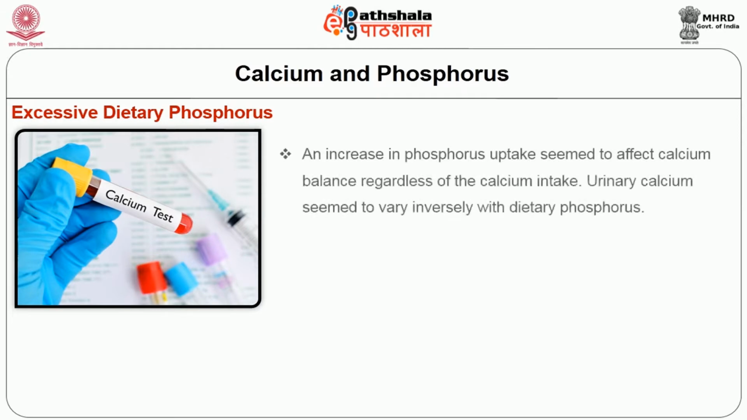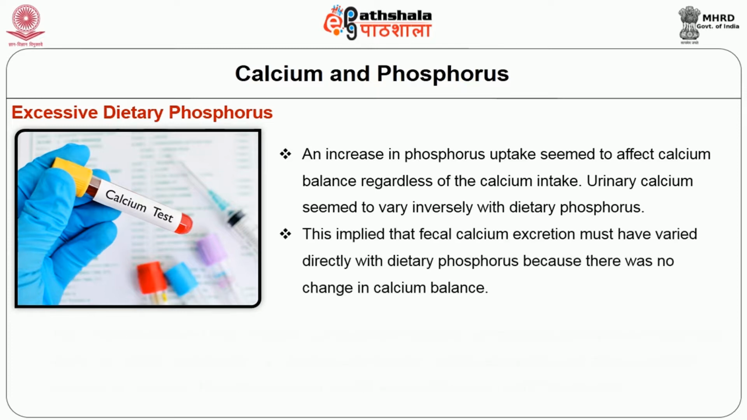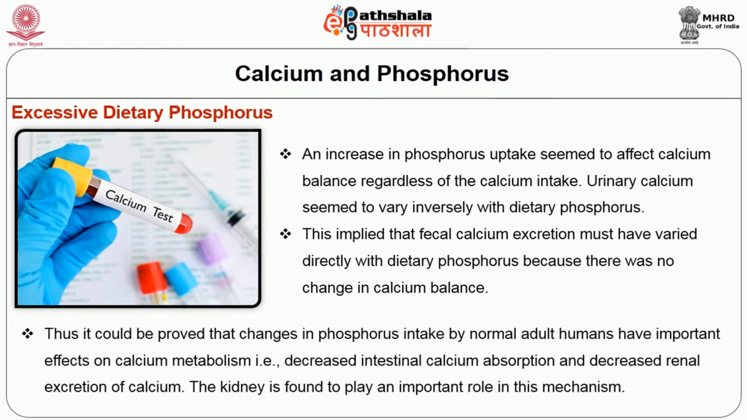Excessive dietary phosphorus. An increase in phosphorus uptake seemed to affect calcium balance regardless of the calcium intake. Urinary calcium seemed to vary inversely with dietary phosphorus. This implied that fecal calcium excretion must have varied directly with dietary phosphorus because there was no change in calcium balance. Thus, it could be proved that changes in phosphorus intake by normal adult human have important effects on calcium metabolism, that is, decreased intestinal calcium absorption and decreased renal excretion of calcium.